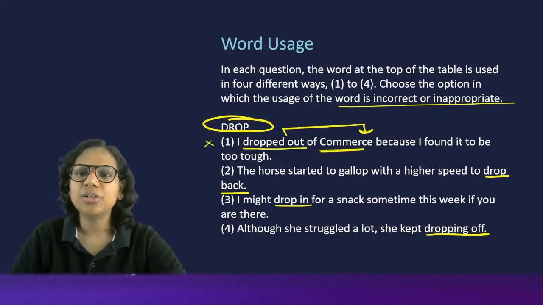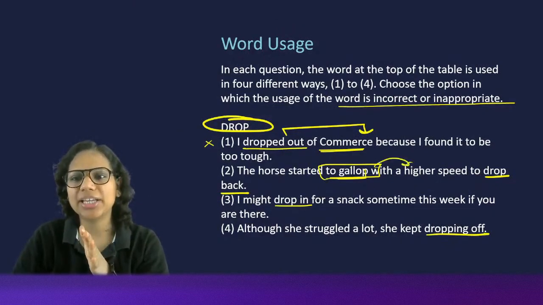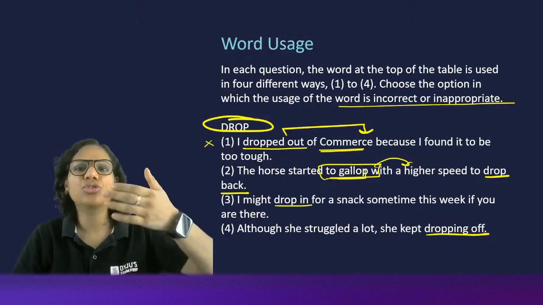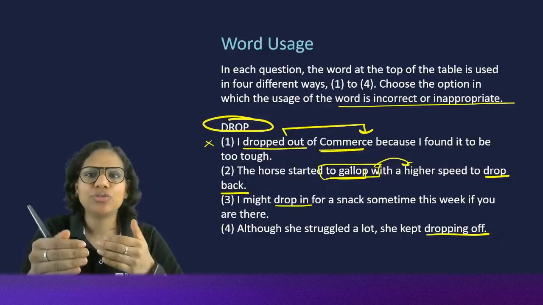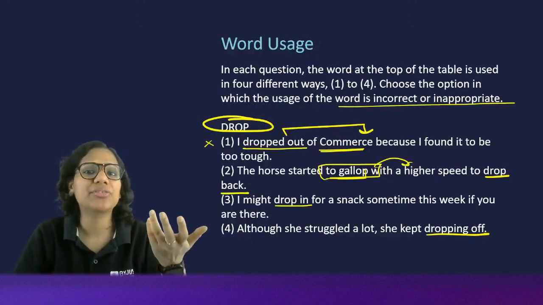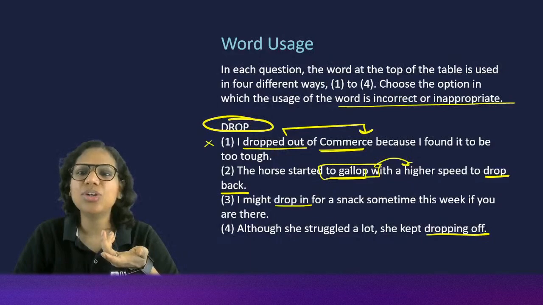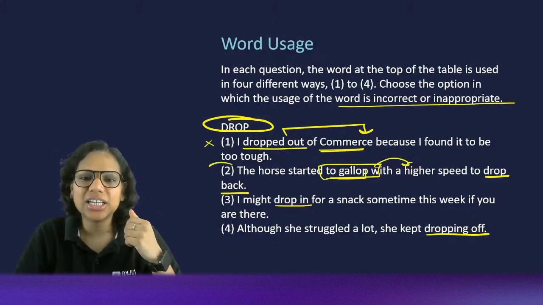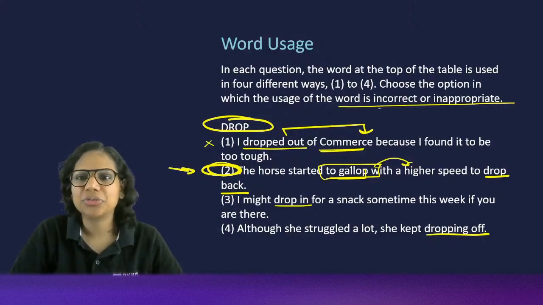Okay. The horse started to gallop. What does gallop mean? When the horse gallops, the horse picks up speed, starts moving fast. So the horse started to gallop with a higher speed to drop back. When you drop back, let's say my grandmother and I are walking and she drops back, that means I move ahead of her and she is somewhere behind me. She does not have that speed. So if the horse started to gallop, then it doesn't make sense how the horse dropped back. You never pick up speed to drop back. So this is incorrect here. And that's the answer. We just wanted to figure out the incorrect one.